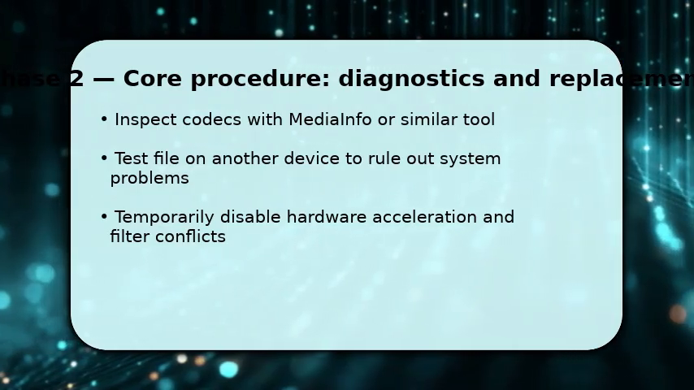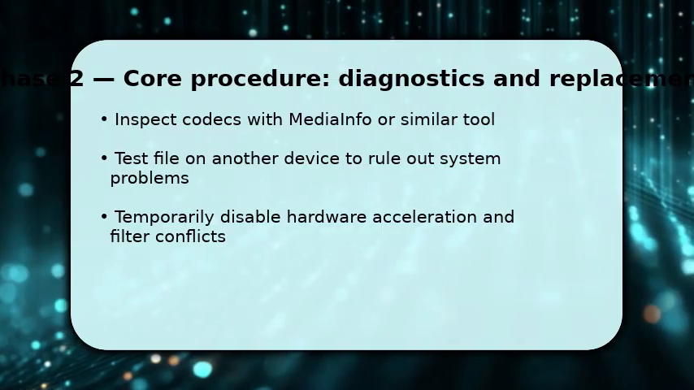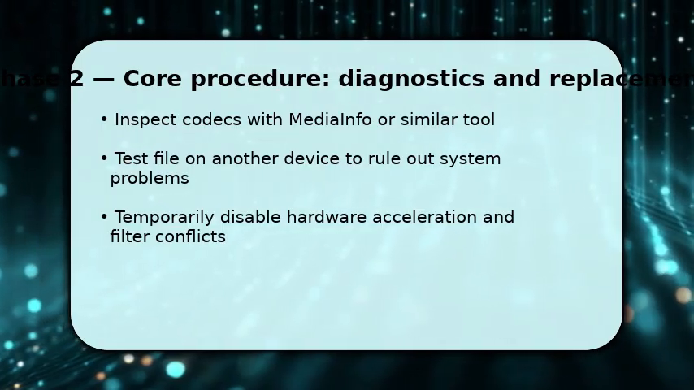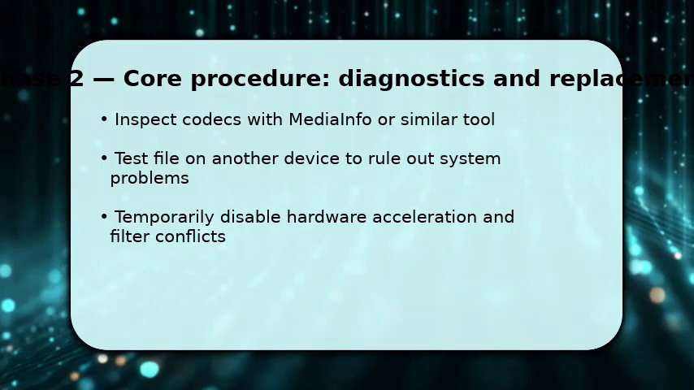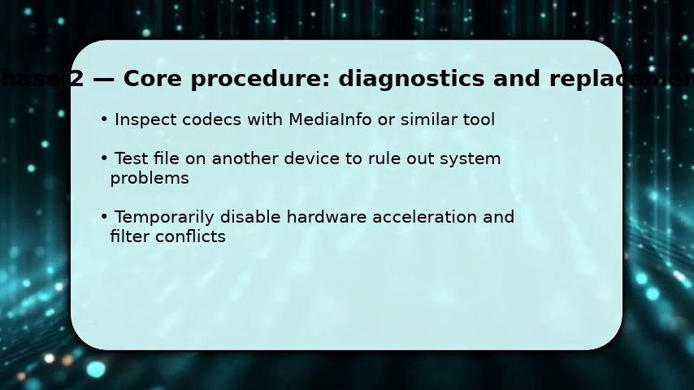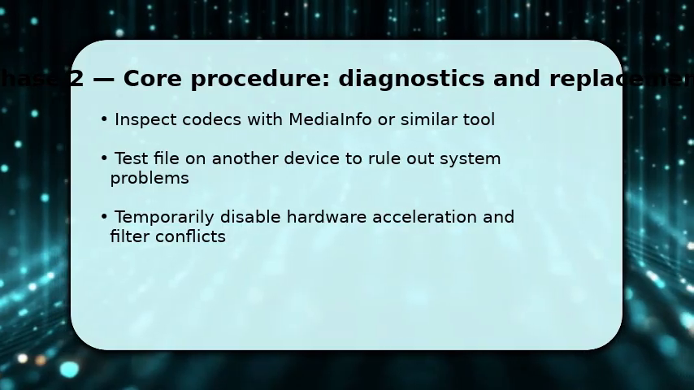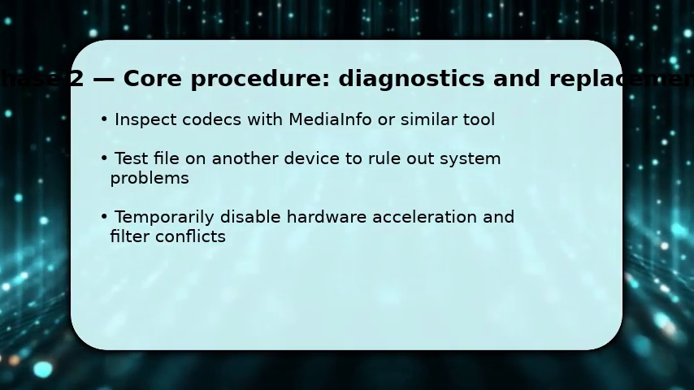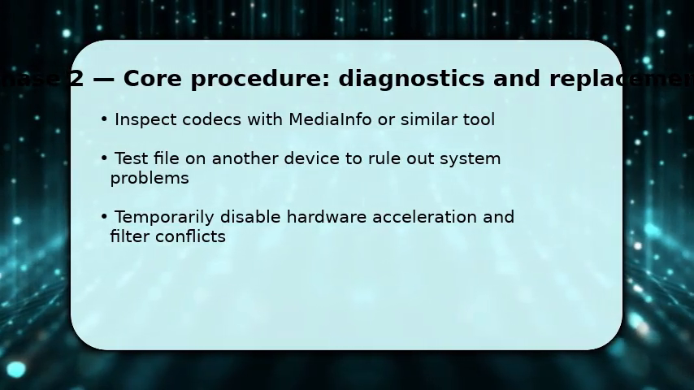If codecs look okay, disable hardware acceleration and reset DirectShow or filter settings because corrupted filters often block playback. Once you isolate the cause, either install the specific codec, use a universal codec pack carefully, or switch to a player that bundles common codecs.